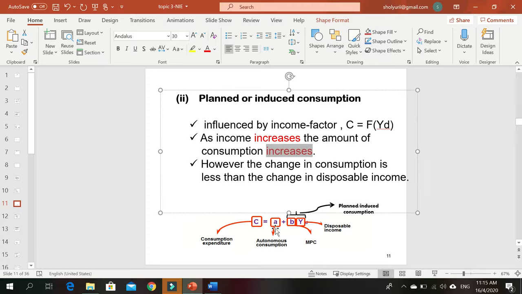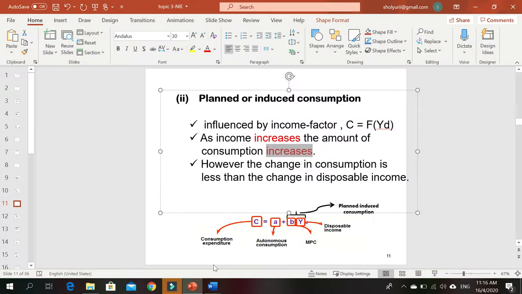C equals to A. Autonomous consumption tadi diwakili oleh A. Okay, tambah B, YD. Kalau ni tak nampak sikit sebab dia tersekat dengan anak panah ni. Okay, so BYD ni adalah planned ataupun induced consumption. A ni adalah autonomous consumption. Y, faham tak maksud Y? Y adalah income kan? Bila dia kata BYD, nilai ni bergantung kepada disposable income. Okay, this is the consumption equation.